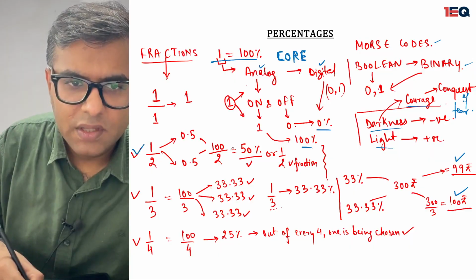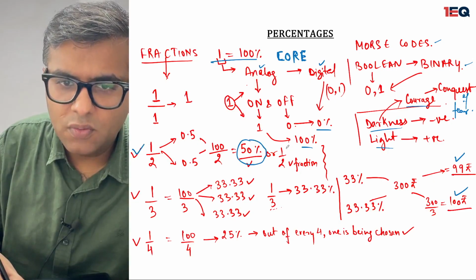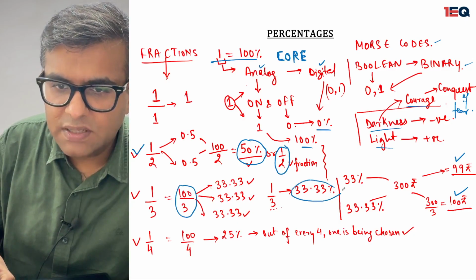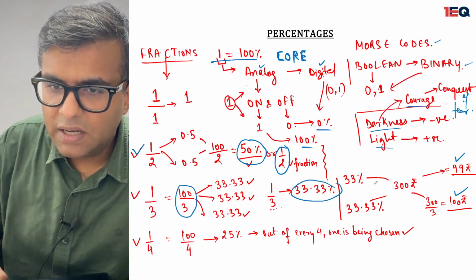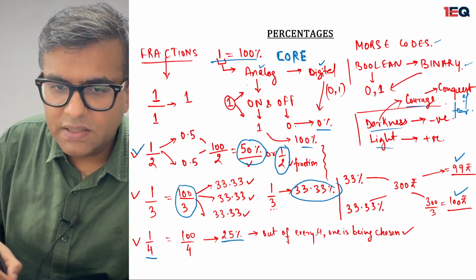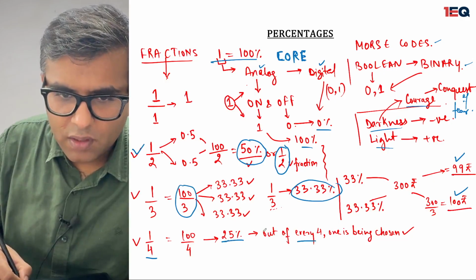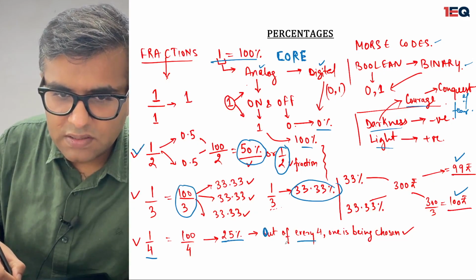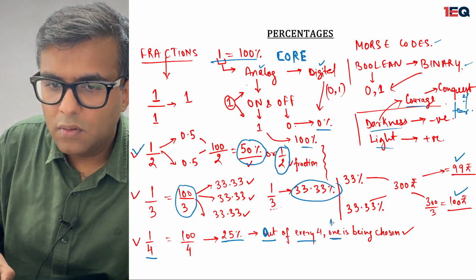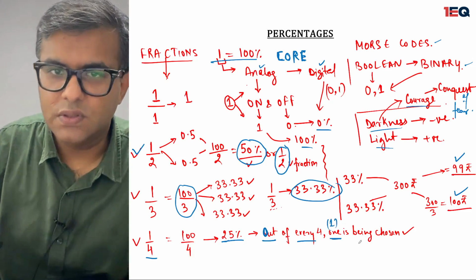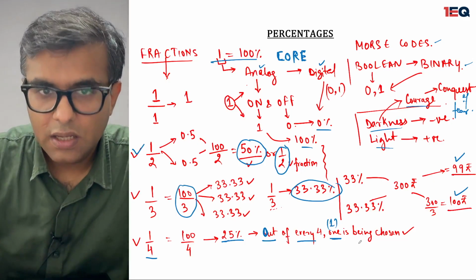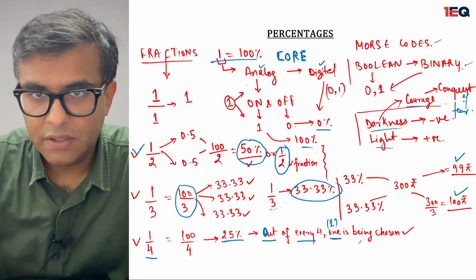The first fraction is 50% is equal to 1 by 2. Okay, and 1 by 3 being 33.33%, and 33% and 33.33% not being the same. 1 by 4 being 25%, and out of every 4, 1 is being chosen. Okay. So I've pretty much covered the entire standard basics of percentages. In the upcoming slides you would see different concepts now.